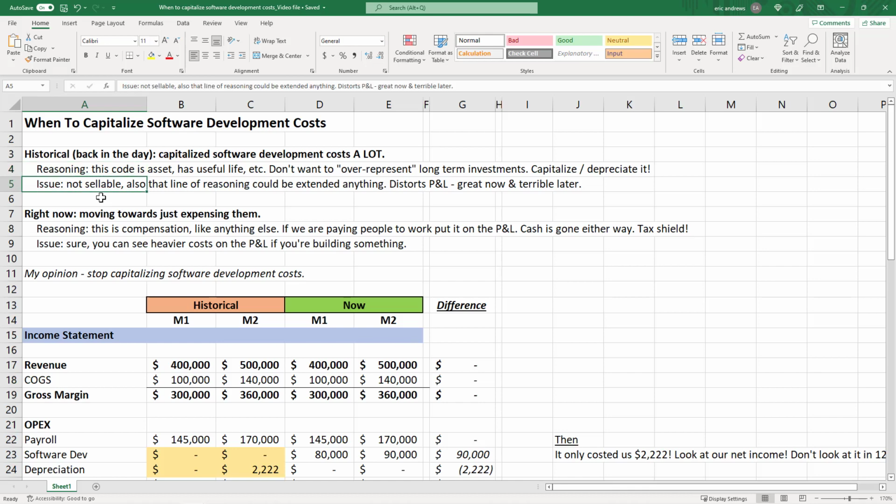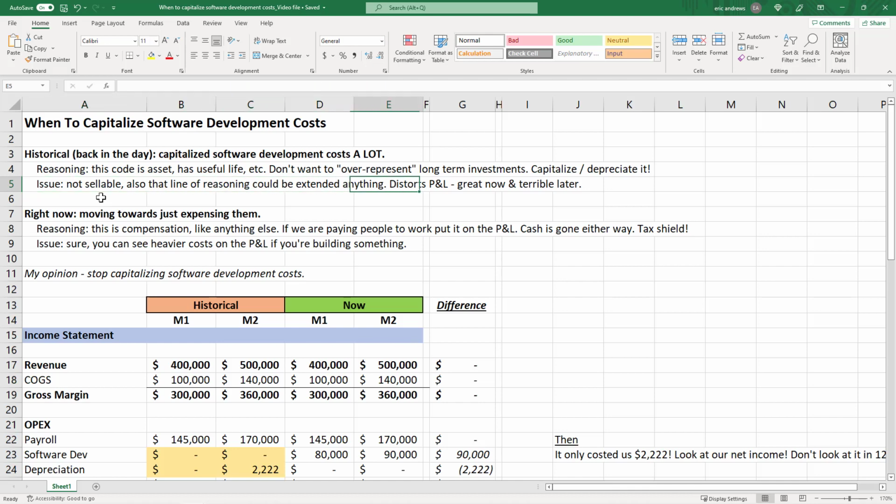The issue is that software is not like other assets. It's code that you wrote, it's not sellable. And that line of reasoning could be extended to anything. You could say, oh, the person who runs HR worked on a project that we're going to use next year, so we should capitalize her time. Oh, the CEO made a strategic plan that we're going to use for the next 3 years. You could extend this line of reasoning to anyone that's doing anything that we'll use in the future. So it's actually not that defensible if you think about it.